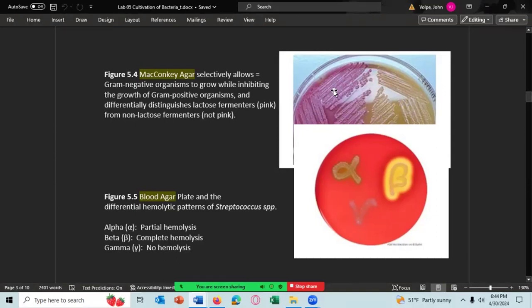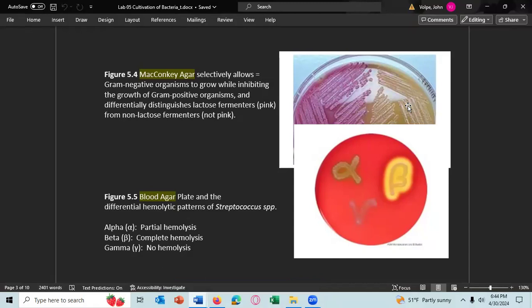If the bacteria do not ferment the sugar lactose, then there will be their normal color, which here will be either white or off-white. Both bacteria can grow on McConkey's, so both bacteria species are gram-negative. A gram-positive probably would not grow on McConkey's media. Any question about any of that?